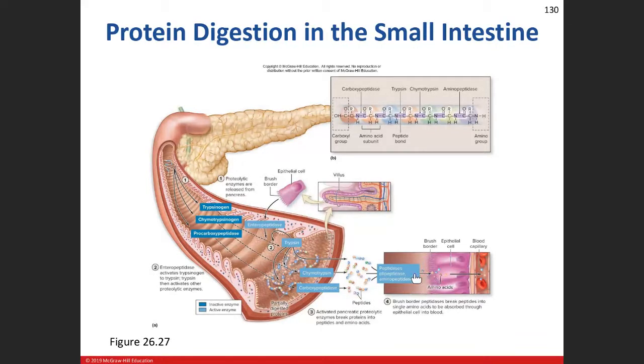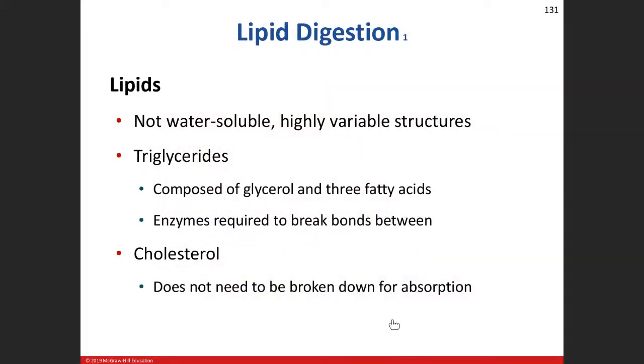Result, individual amino acids absorbed into the cell. The cell will use what it needs. Whatever it doesn't need, it ships off into the blood, travels throughout the body to be used for whatever. Cool? Questions? Almost there. All right, lipids.